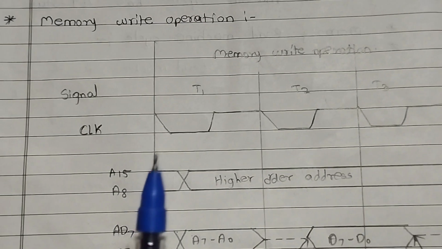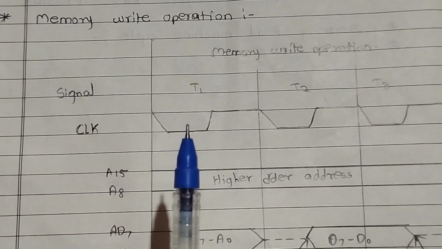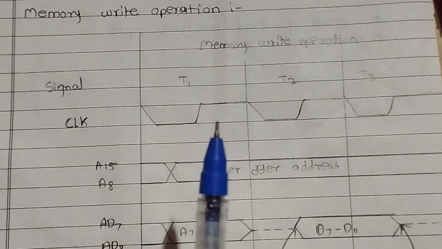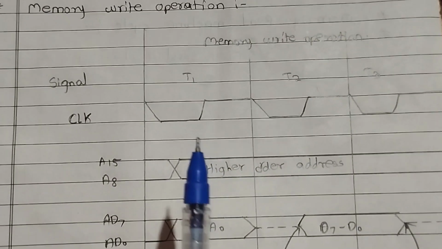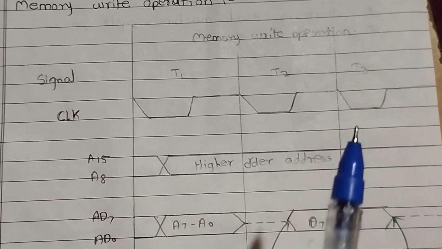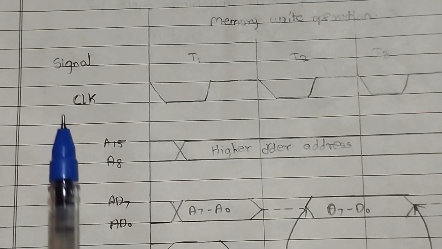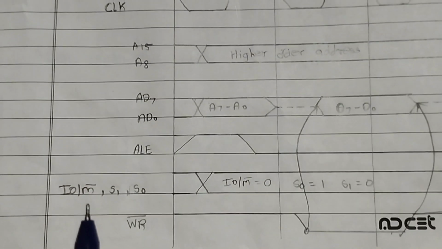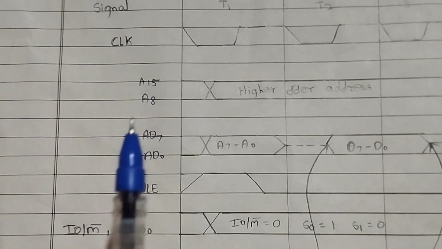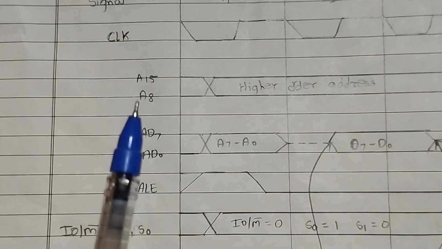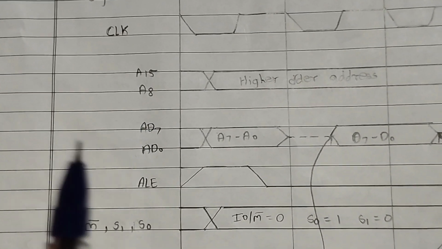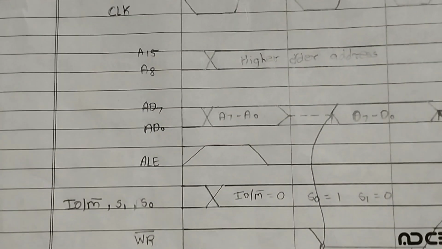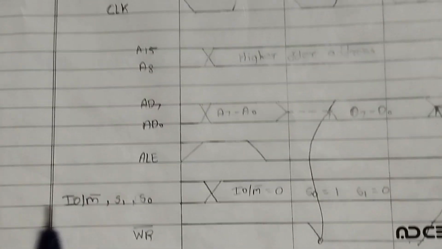Now, how to draw the write operation machine cycle? For a write operation we want 3 T states, so first draw 3 T states. Write all the signals here: clock signal, A15 to A8, AD7 to AD0, ALE signal, IO/M bar and write.